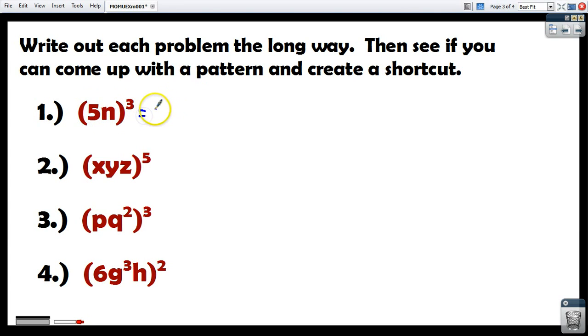So let's take this first one. The first one is just saying we've got the multiplication problem 5n, or if I really say it out, 5 times n. And we're going to take that times itself in the parentheses 3 times. So it looks something like this.